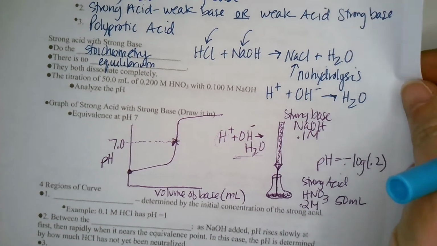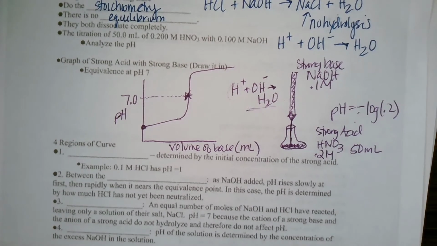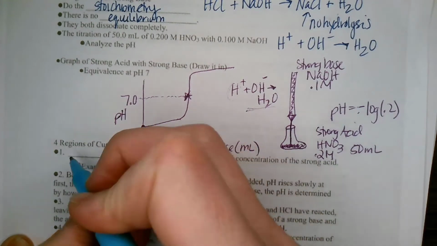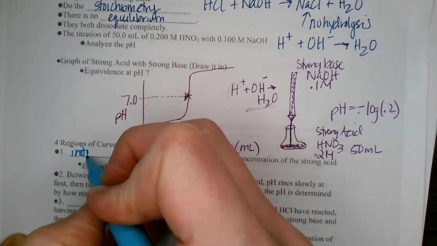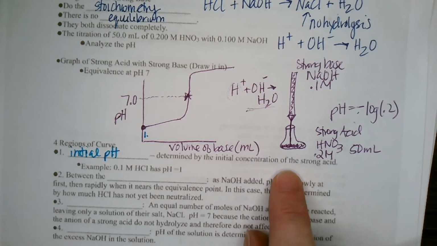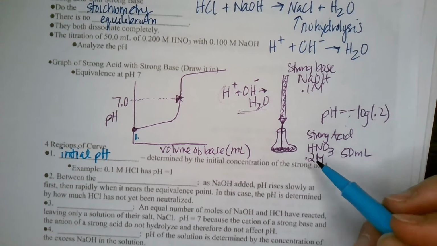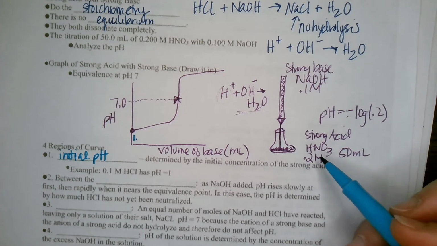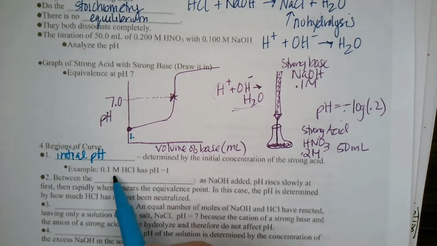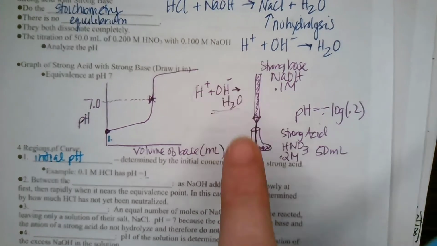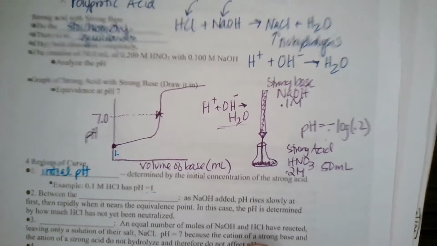We're going to look at some different regions of this curve. Number 1, which is going to be right here, is that initial pH. Now we can determine this by looking at the strong acid, and if we're given the concentration, we can do the negative log of that initial strong acid. For example, if we were told that we had 0.1 molar of HCl, the negative log of 0.1 is a pH of 1. Here we would do the negative log of 0.2 because we were given that concentration of HNO3.